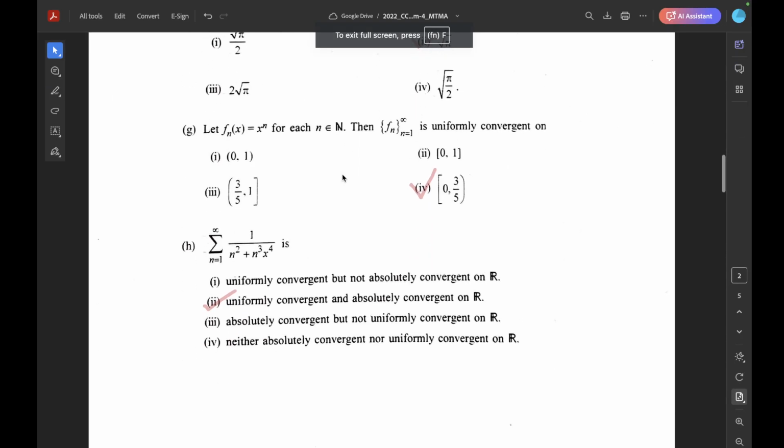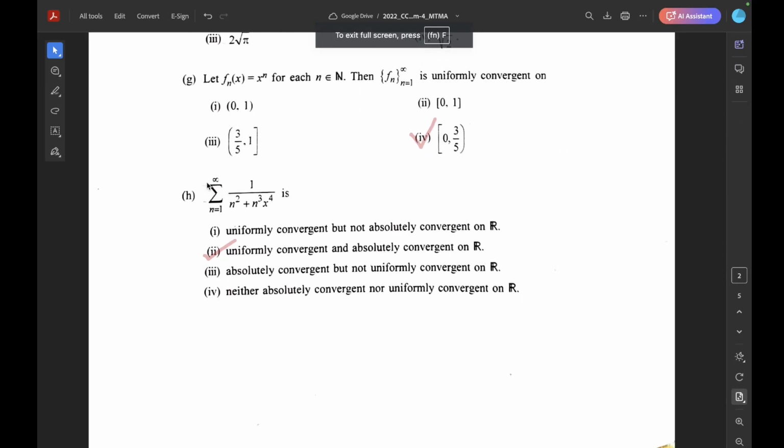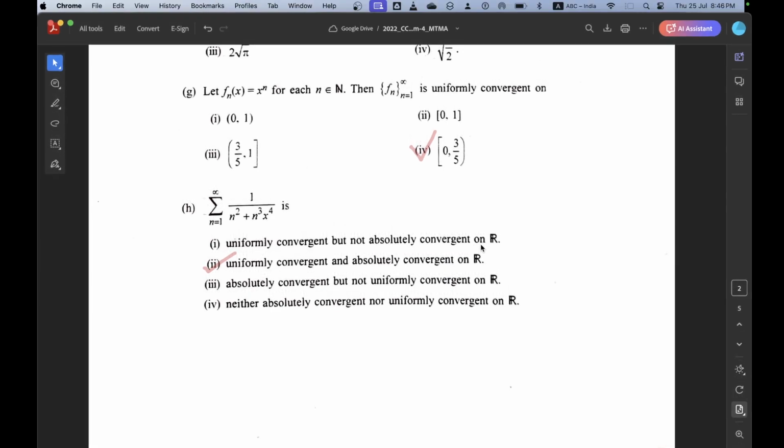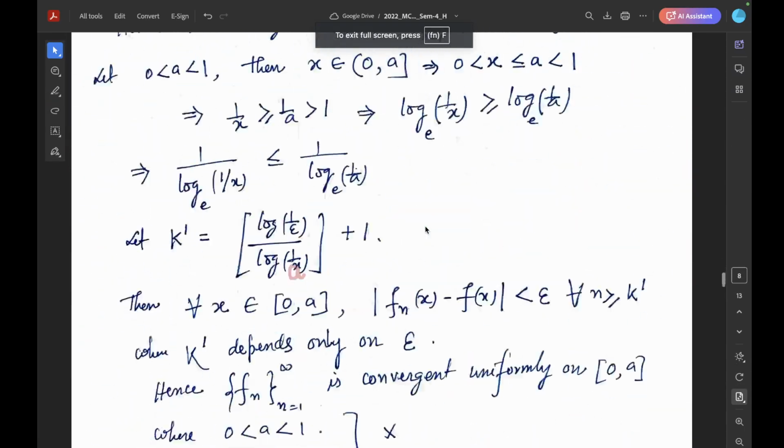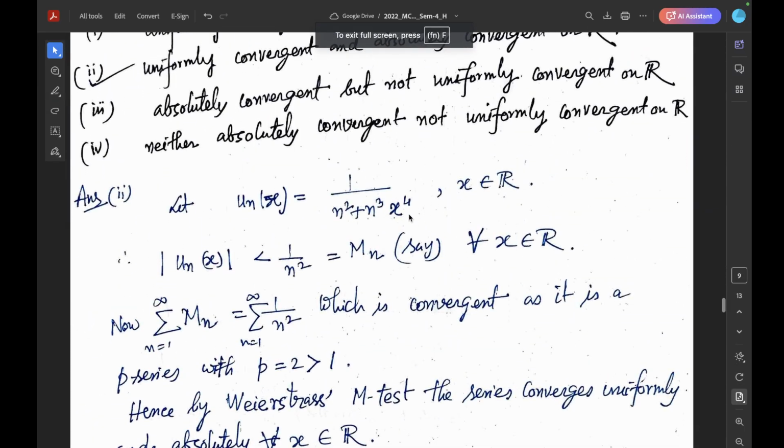Next question, H. This series summation n equal to 1 to infinity 1 by n square plus n cube x to the power 4 is, the correct option is uniformly convergent and absolutely convergent on the set of real numbers R. Let un x equal to 1 by n square plus n cube x to the power 4, x belongs to the set of real numbers R.